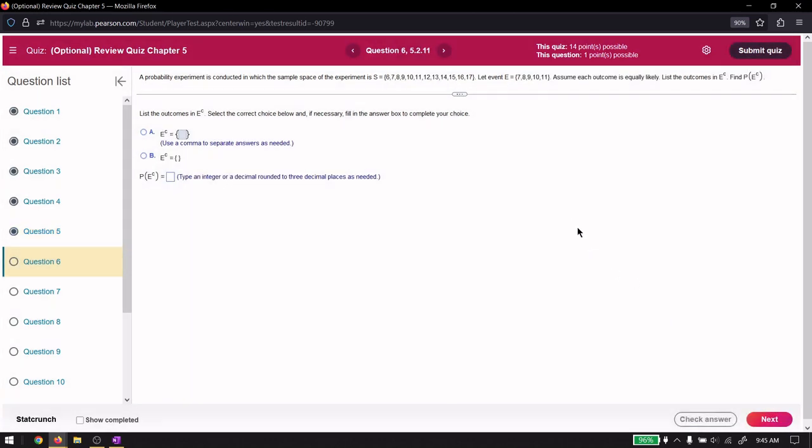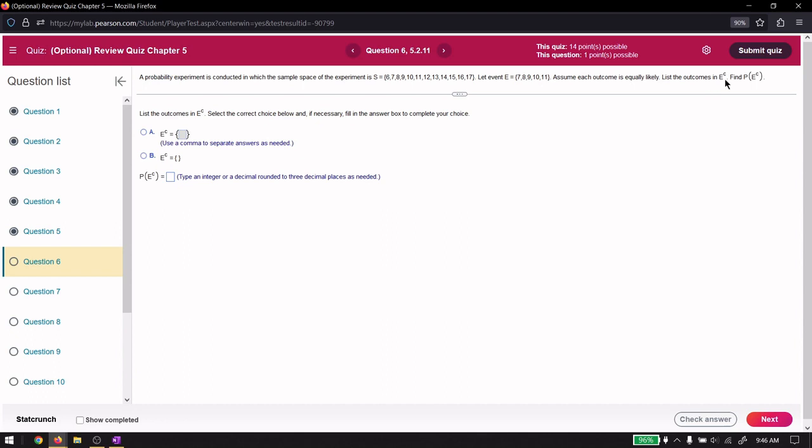Okay, a probability experiment is conducted in which the sample space of the experiment is this guy here. Is that 12 again? 6 through 17 is 12. 6, 7, 8, 9, 10, 11, 12. Yep. Let event E be 7 through 11. That's 5 possibilities. Assume each outcome is equally likely. So 5 out of 12 would be the probability of E.